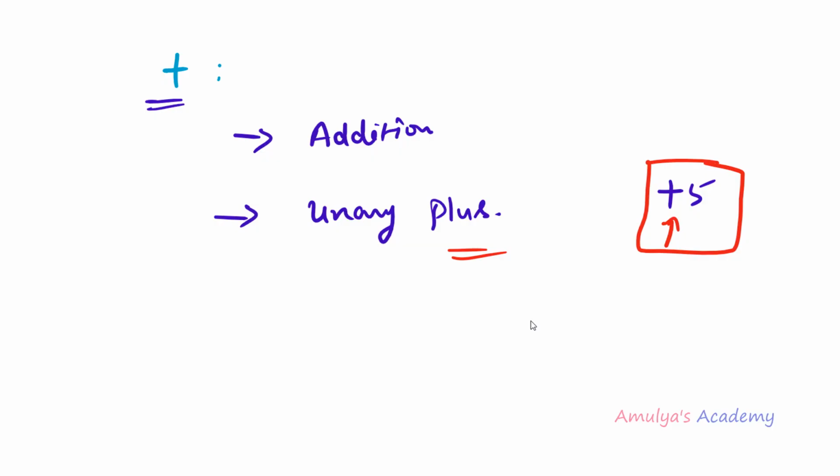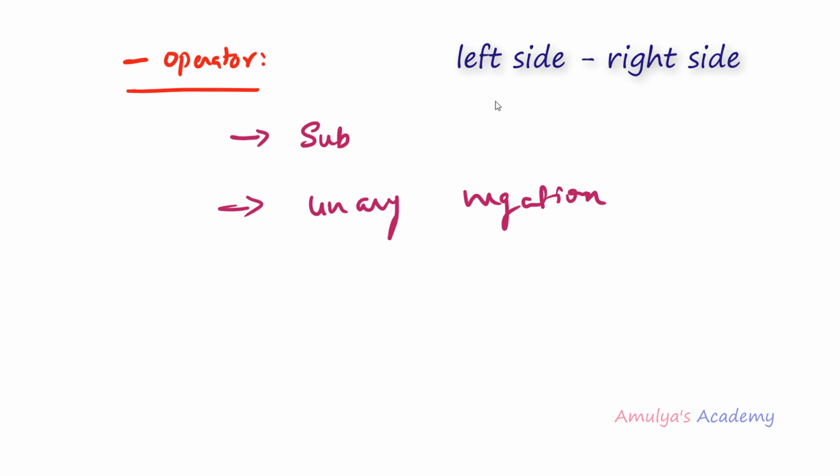Okay, so this is about the plus operator. We can use this for addition as well as we can use it as unary plus. Next we'll talk about the minus operator. Like the plus operator, we can use this minus operator also in two ways. One is for subtraction and another one is as unary negation. We can use the minus operator for subtraction as well as we can use it as unary negation. First let's see how to subtract values using the minus operator. So we need to take left value and right value. In the middle we need to take the operator, minus operator.